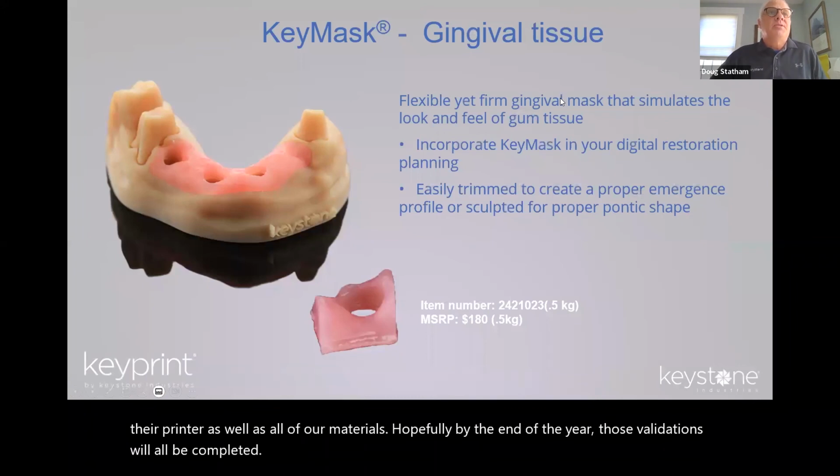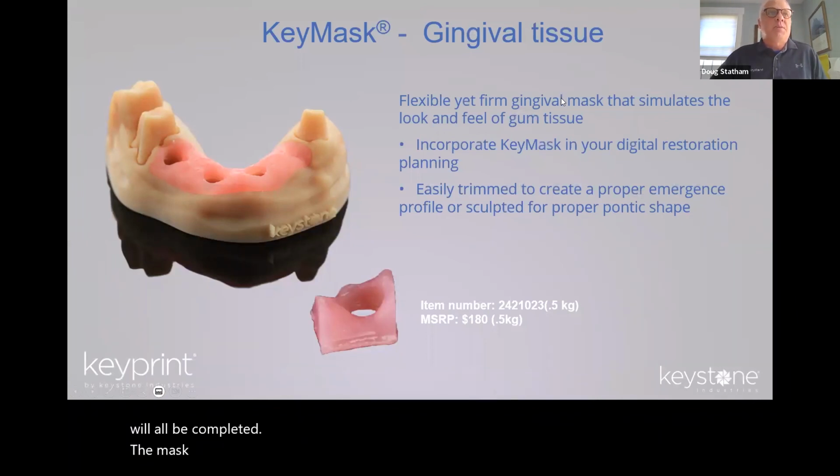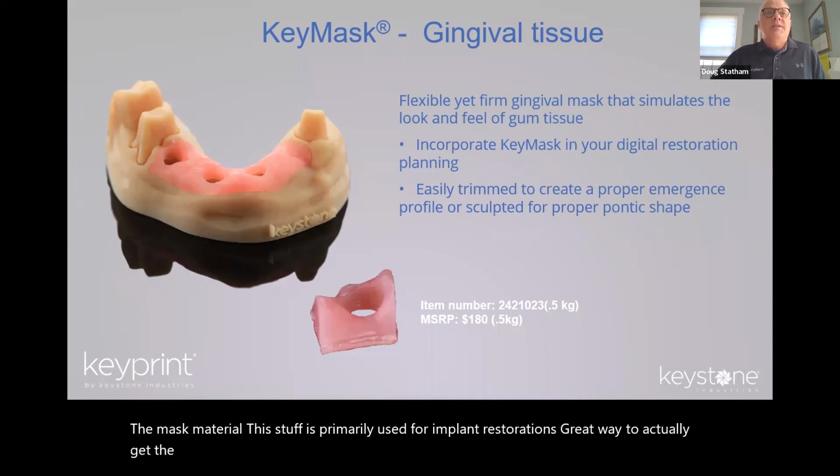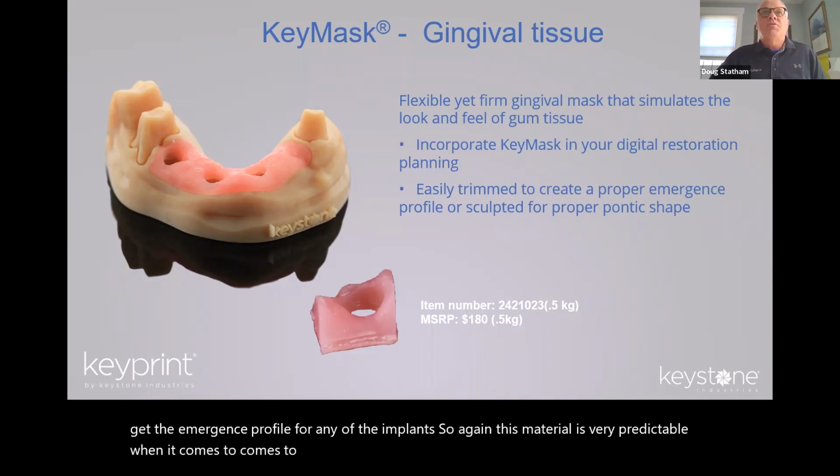The mask material, this stuff is primarily used for implant restoration. It's a great way to actually get the emergence profile for any of the implants. So again, this material is very predictable when it comes to printing, and it's a very useful resource when you're going to be doing implant cases.